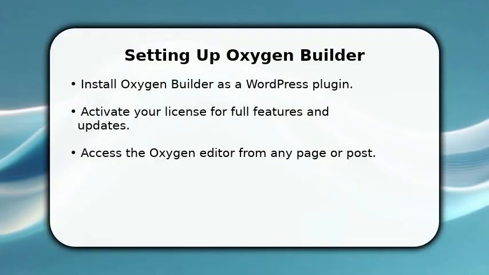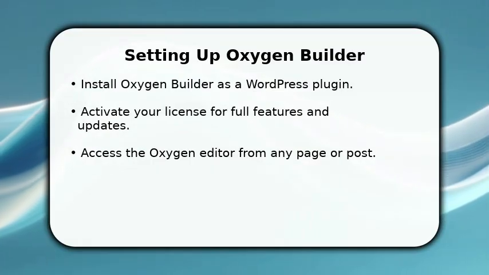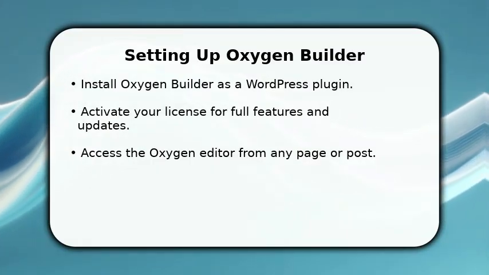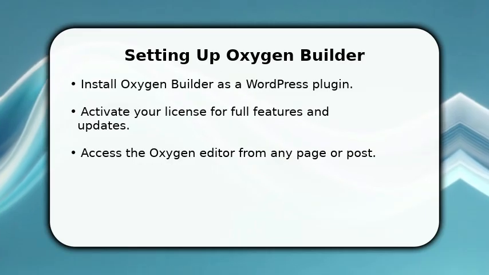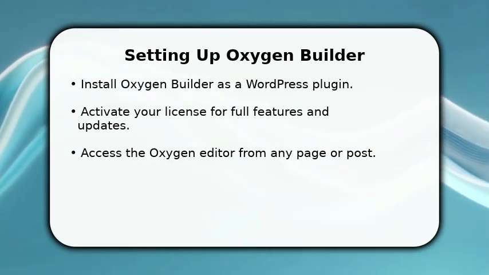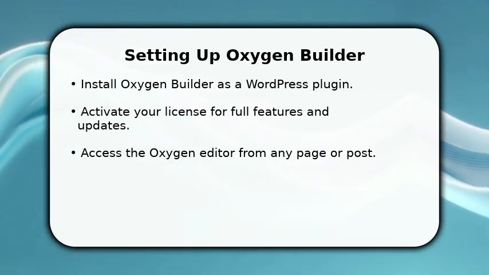In this video, I will explain how to set up Oxygen. First, ensure you have a working WordPress installation. Then, download the Oxygen Builder plugin from your account. Upload and activate it like any other plugin.